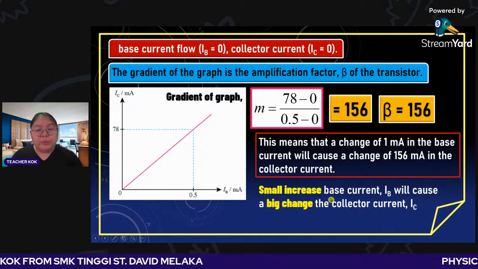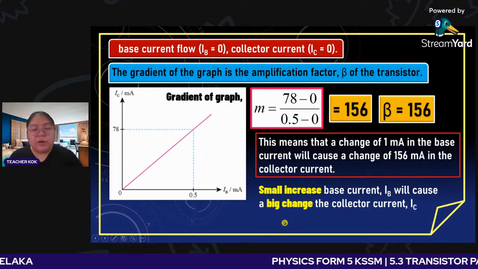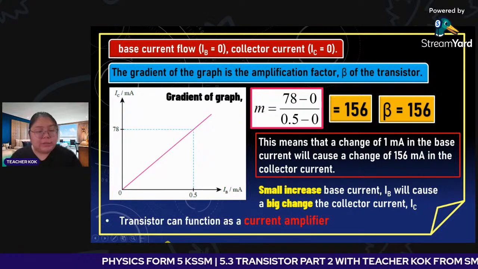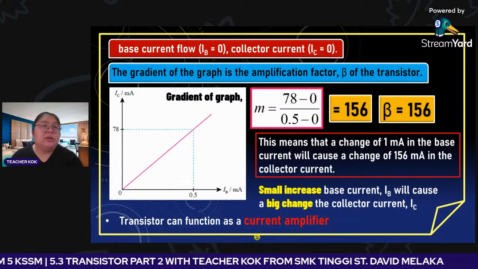A small increase of base current will cause a big change for the collector current. So from here, the transistor can function as a current amplifier.